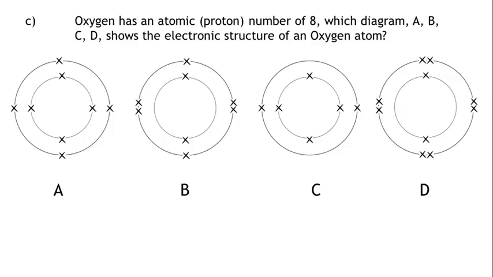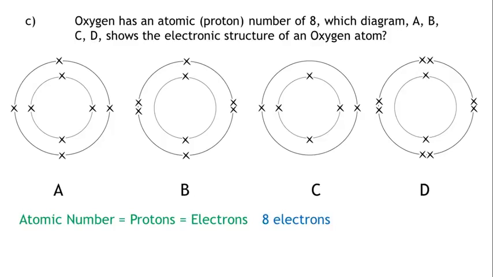Let's write down what we know. The atomic number tells us how many protons are in an atom. The number of protons is equal to the number of electrons. This means we should see 8 electrons in the correct diagram. We can therefore eliminate diagram C as it only has 6 electrons. We can also eliminate diagram D as it has 10 electrons.